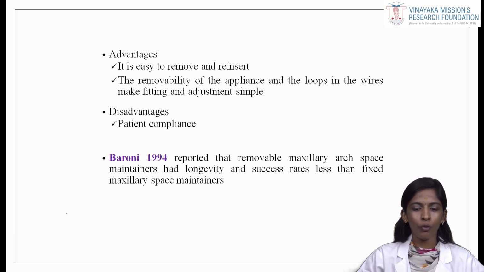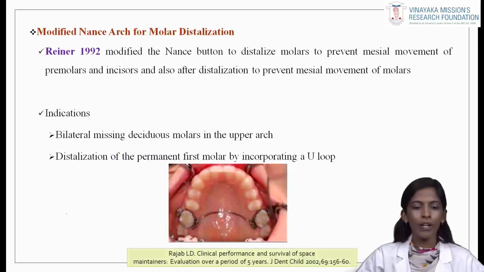Baroni in 1994 reported that removable maxillary arch space maintainers had longevity and success rates less than fixed maxillary space maintainers. Modified Nance arch for molar distalization, which was given by Rainer in 1992, who states that modified Nance button is used to distalize molars to prevent mesial movement of premolars and the incisors, and also after distalization to prevent mesial movement of the molars. It is indicated in bilateral missing deciduous molars in the upper arch and in distalization of the permanent first molars by incorporating a U-loop.